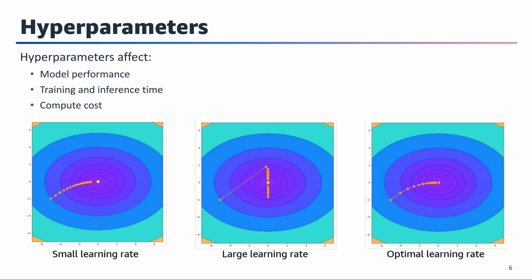The learning rate hyperparameter has an impact on how long it takes the model to converge. When this hyperparameter is too small or too large, the model might never converge. By finding the optimal learning rate, you can reduce the time to train a model, which also reduces the compute cost for training.